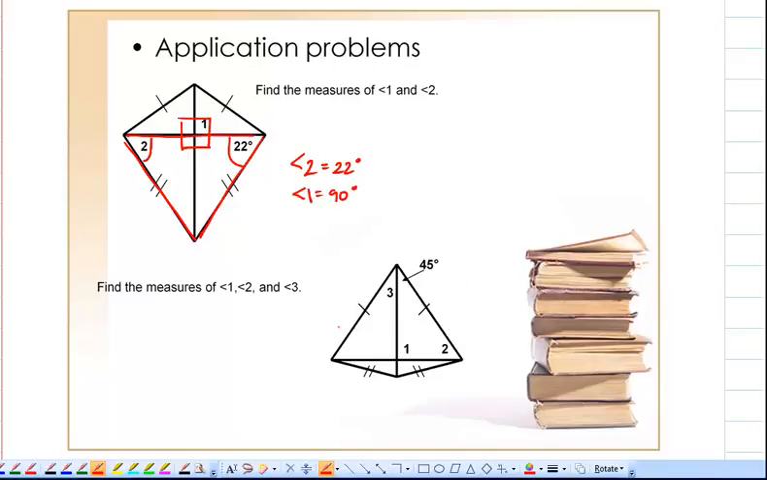The next diagram down here says find the measure of angle 1, 2, and 3. Okay, the first part, that's 90, that's pretty simple. Because this is 45 right here, we can say that angle 1 plus 45 plus angle 2 would be equal to 180. And we know that angle 1 is going to be 90. So now the idea is just to find what angle 2 is. When you do the math here, you find out that it's going to be 45 degrees. Because this is 45, this has been bisected up here, so this angle 3 is also going to be 45 degrees.